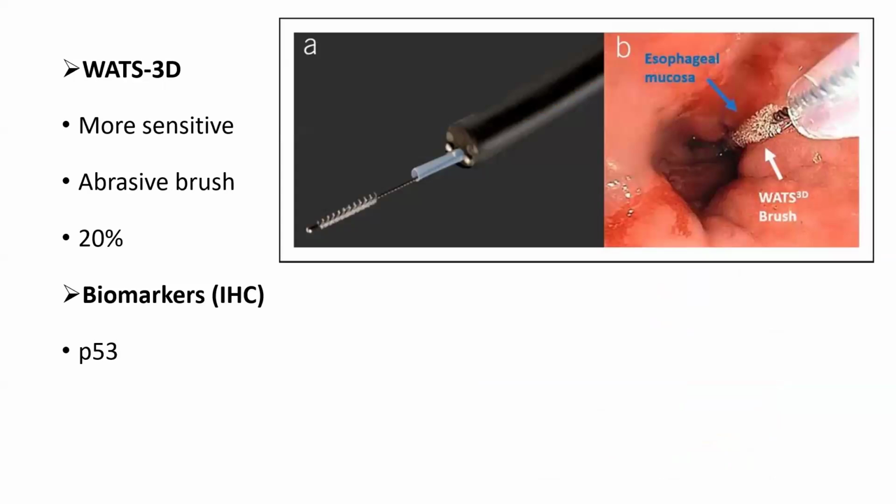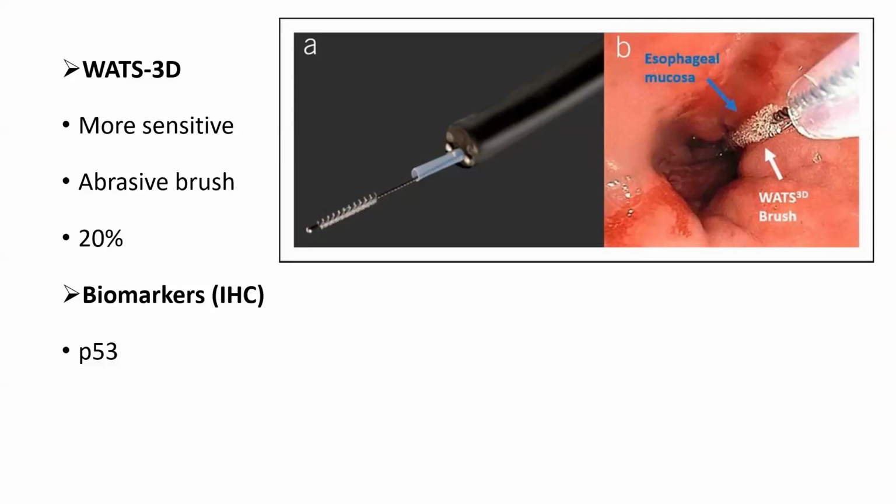And there are other procedures like wide area transepithelial sampling with computer assisted three-dimensional analysis. It is an adjuvant that may be more sensitive in identifying dysplasia. This technique involves sampling the tissue with an abrasive brush to reach the deeper mucosal tissue where dysplasia is more likely to be found. And use of this WATS 3D procedure increased the detection of Barrett mucosa by 20% and doubled the identification of dysplasia compared to forceps biopsies alone in patients with GERD.